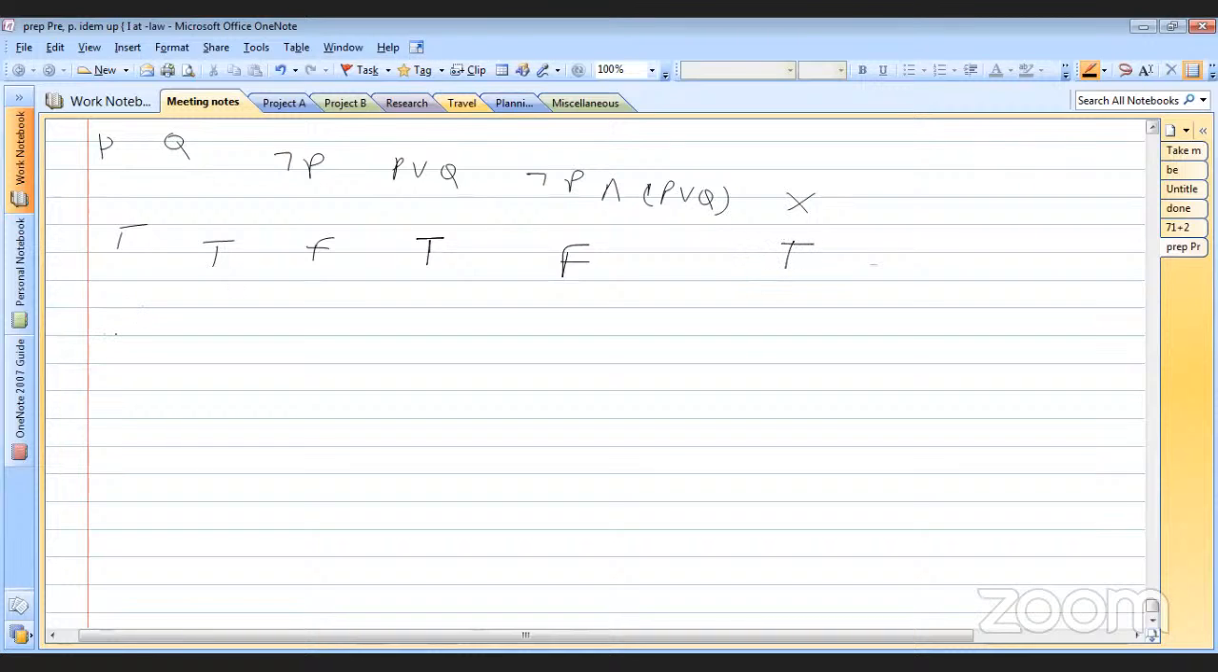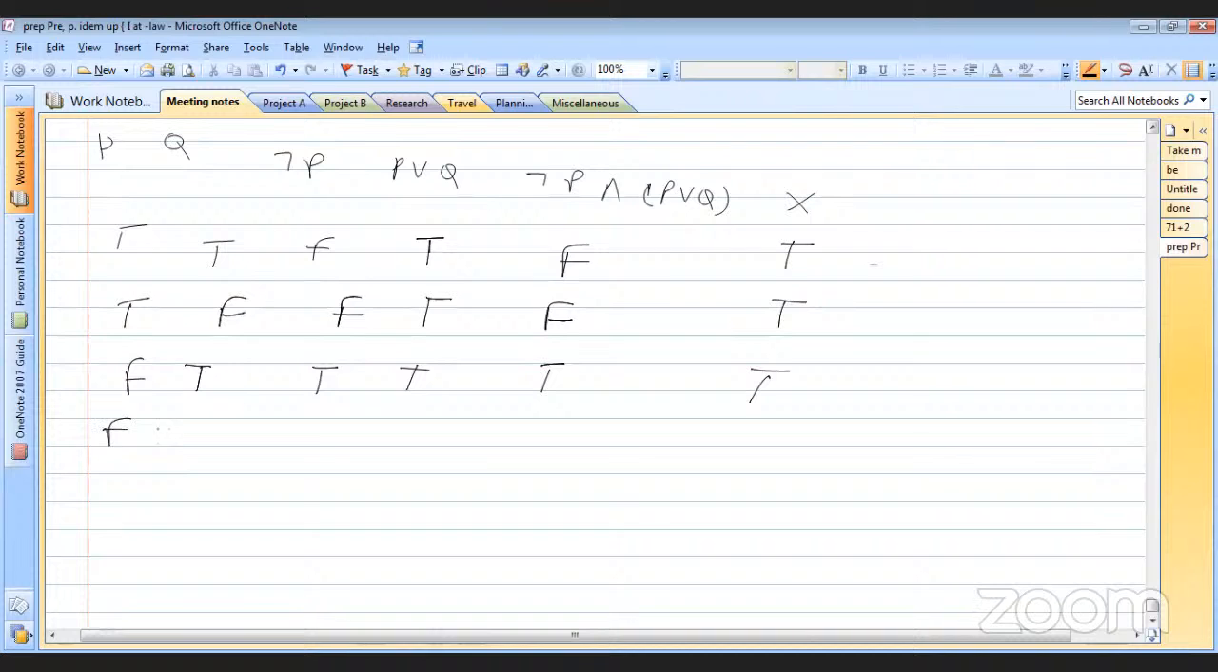Then for true, false, the negation of P is false again, so the conjunction is false, and the implication is true. Then for false and true, the negation of false is true, and P or Q is true, so the conjunction is true. Again the implication is true. So all three here we can write T.